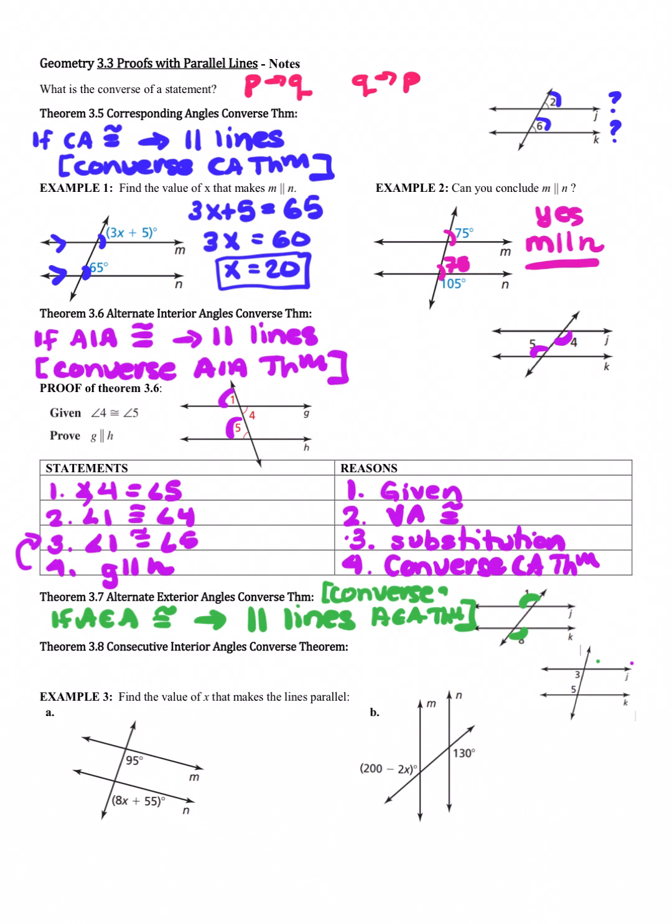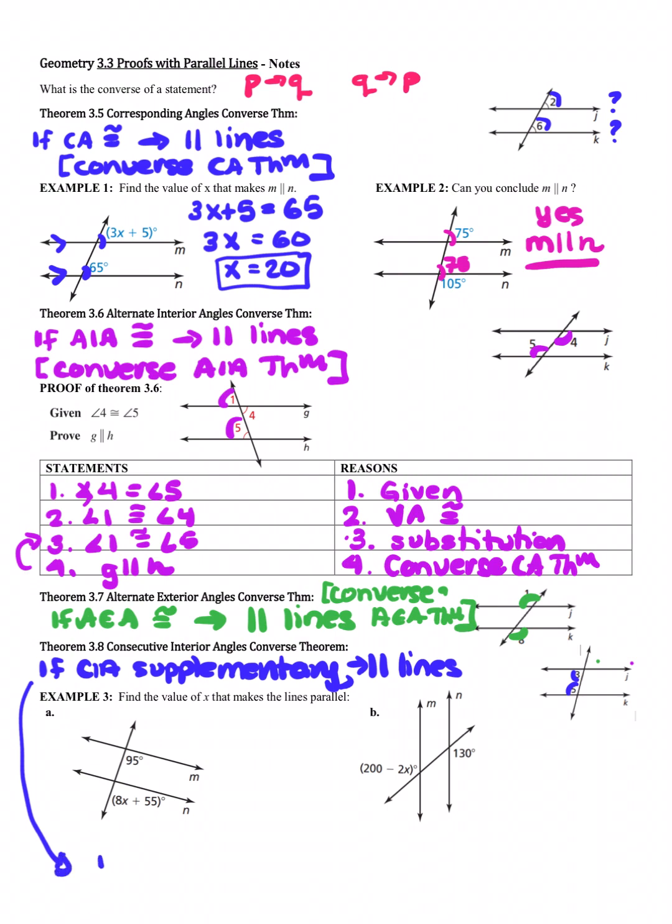And our last one is consecutive interior. Now remember, consecutive interior have to be supplementary. So the way this one will read is if my CIA are supplementary, then I know I have parallel lines. And I would abbreviate that. I don't have a lot of room there, so I'm going to just write it down here. That would be the converse of the CIA theorem.